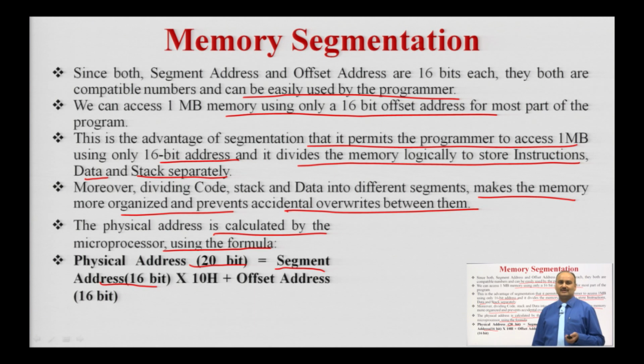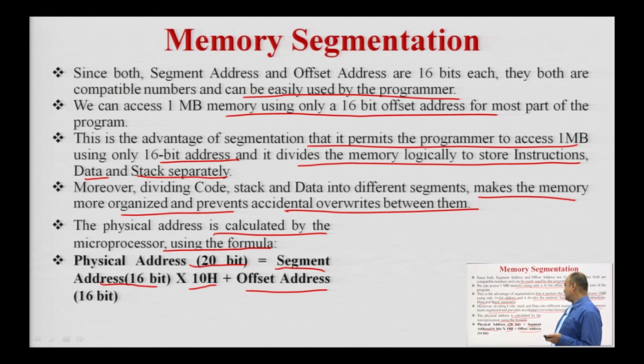So, we have 4 segment registers. These segment registers hold the segment address, which is 16-bit, and it is multiplied by 10h and added with the offset address, which is 16-bit. With the help of this we can calculate the 20-bit physical address.